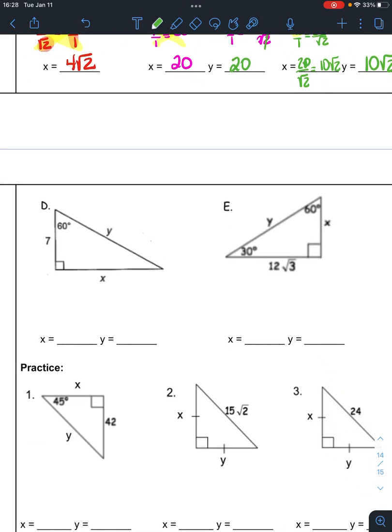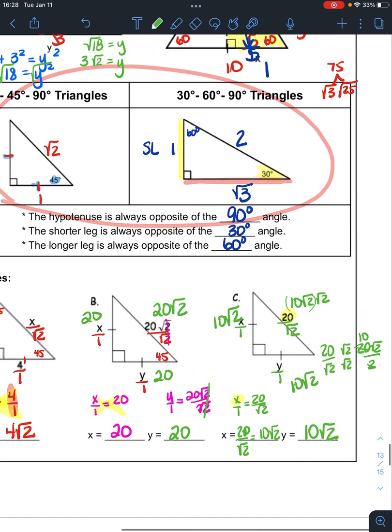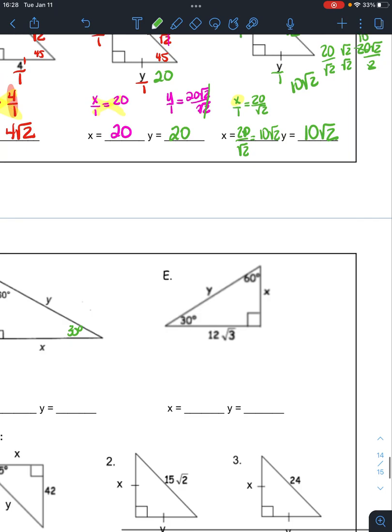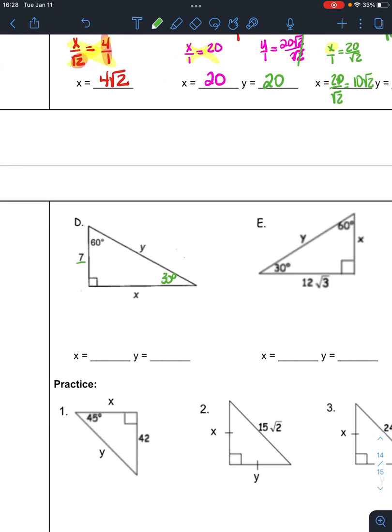Okay, let's look at D and E. So D and E, now we're shifting gears. This is a 30, 60, 90 triangle. And so remember that with your 30, 60, 90, we're going to use as our reference numbers 1 and root 3 and 2. Okay, 1 and root 3 and 2. Remember, the 1 goes across from the 30.